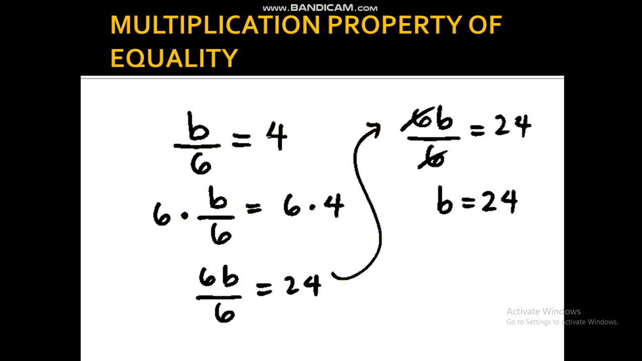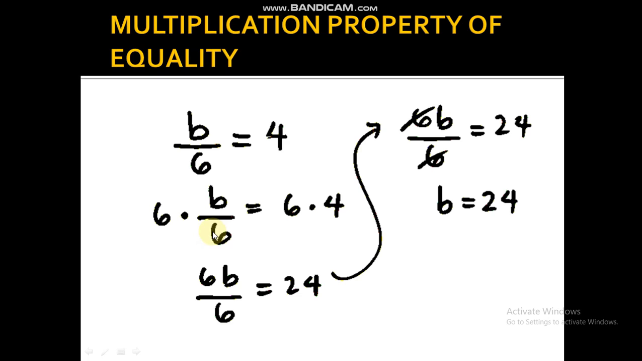Okay, let's proceed. Let's have the multiplication property of equality. This property is applicable when you're dealing with an equation using the operation of division. In our example, we have b divided by 6 equals 4. Because we want to solve for the value of b, we have to remove 6. So 6 can be removed by multiplying both sides of the equation by 6.